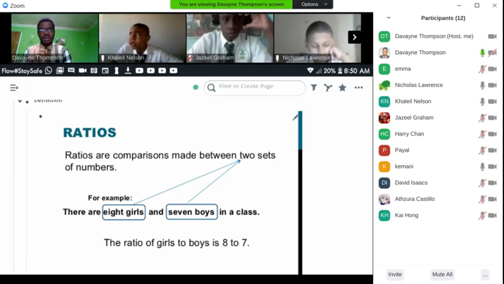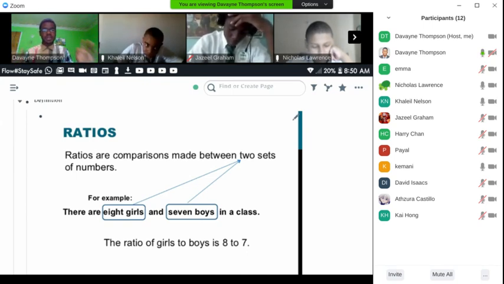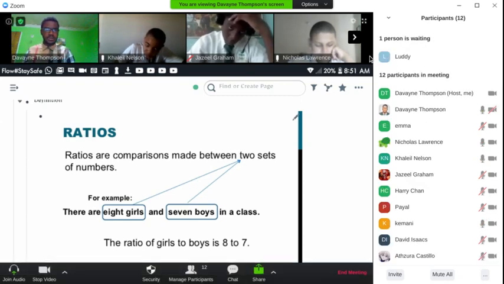So are you guys finished with the definition and the example? There are 8 girls in a class and 7 boys. So therefore, the ratio of girls to boys is 8 to 7. You're comparing the two values. Okay.